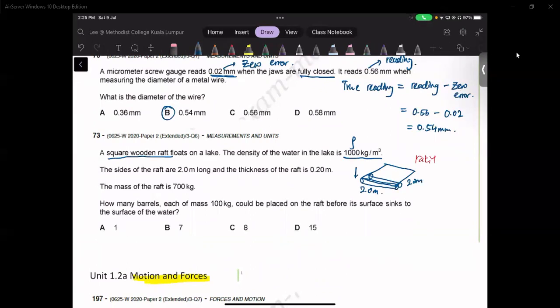So this raft is 2.0 meter on each side, and the thickness of the raft is about 20 cm. This is the mass of the raft. How many barrels can I put on the raft before it sinks?